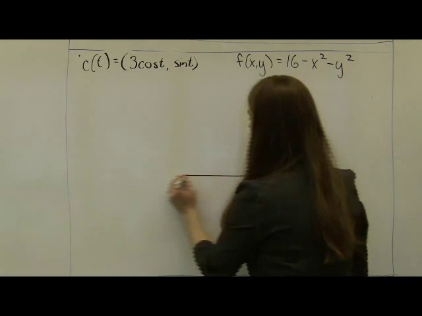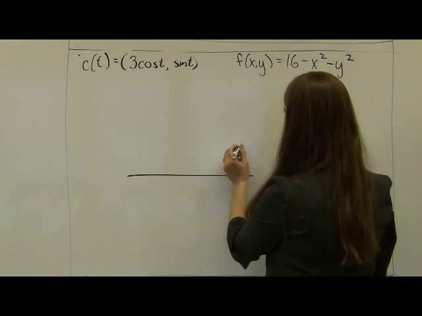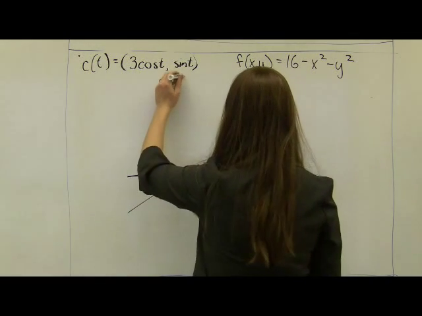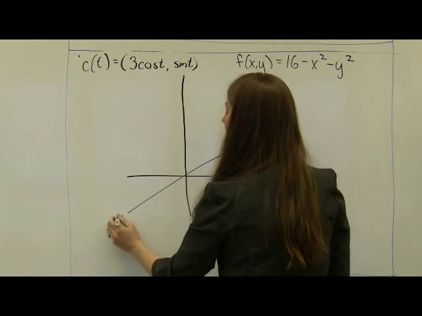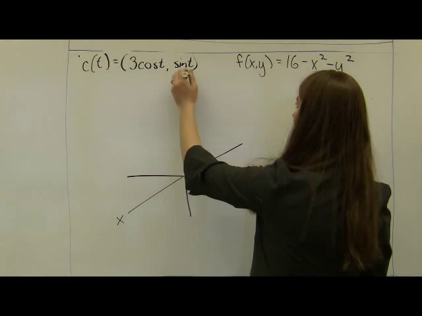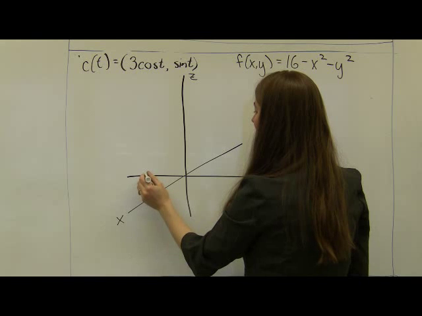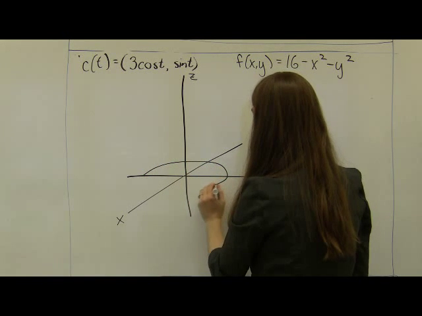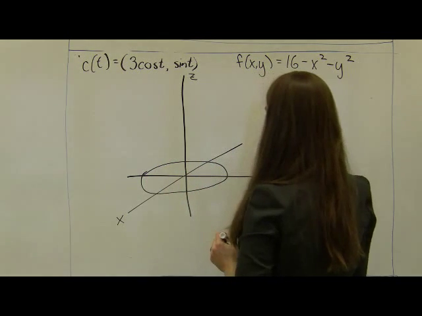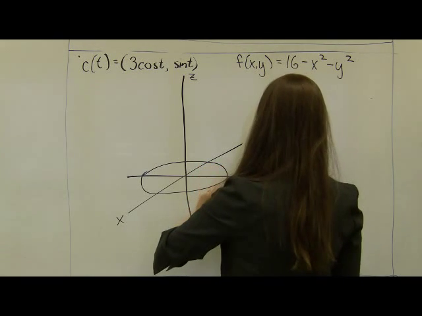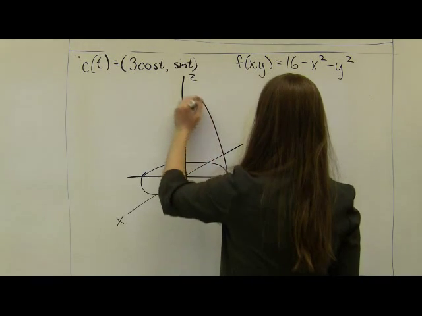So let's take a look at this clean graph. I'm going to set up my axes. Here's my x-axis, my y-axis, and my z-axis. First I'm going to draw my mountaintop. I know that in the xy plane it has a circle of radius 4. And in the yz plane we have this downward facing parabola.